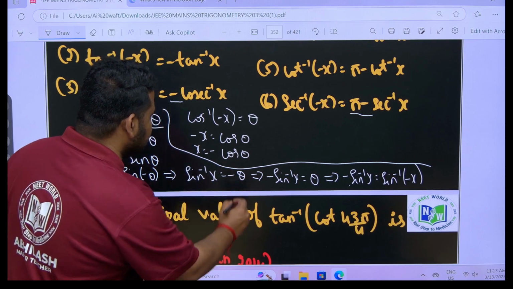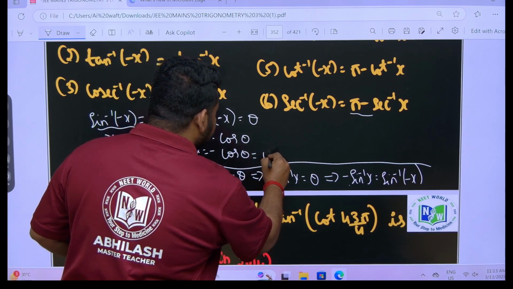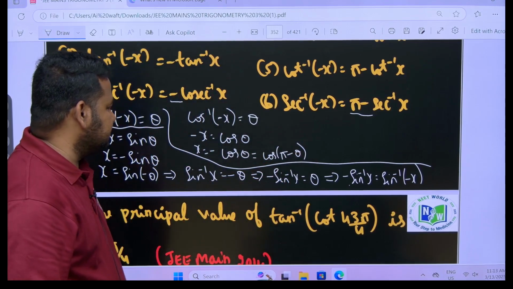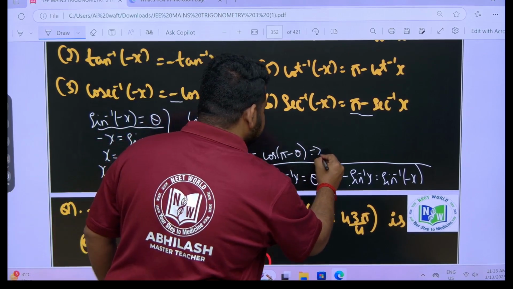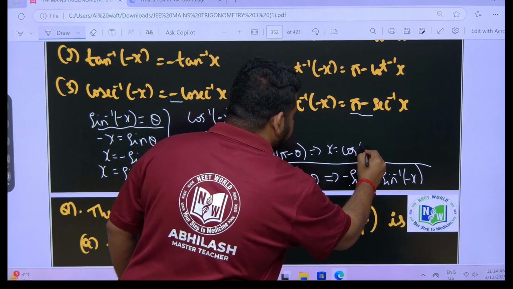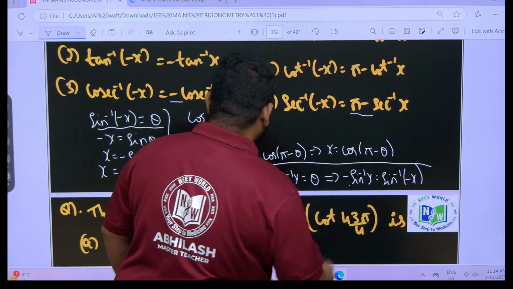So this will be equal to cos of pi minus theta. So this implies x is equal to cos of pi minus theta.